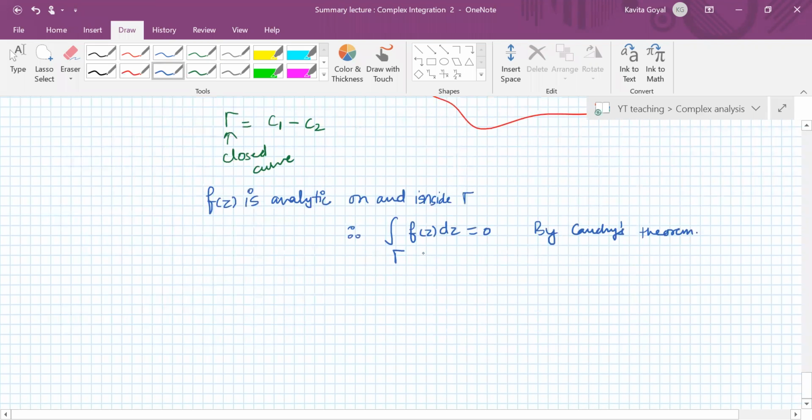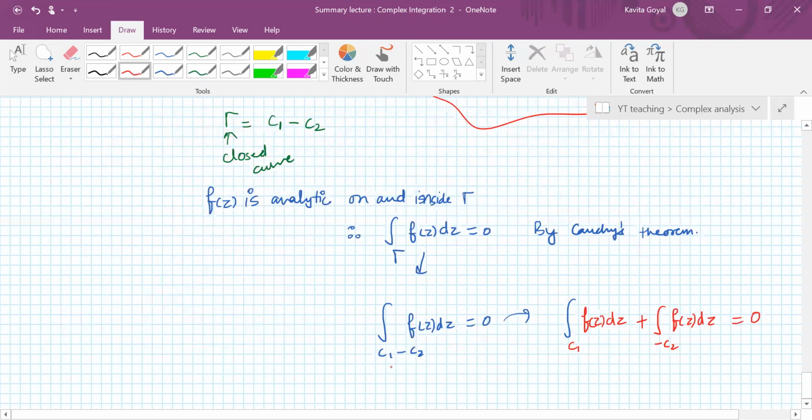So this is the integral of F(z) dz along C1 minus C2 equal to 0. These are the properties I have discussed in the first video. So you can further write it as the integral along C1 of F(z) dz plus the integral along minus C2 of F(z) dz equal to 0. So you can just break it.